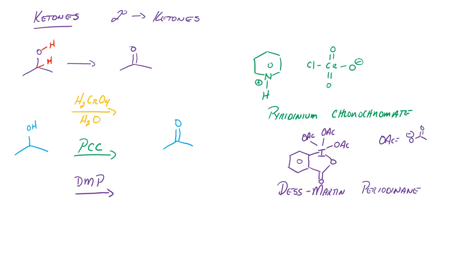Again, I don't need you guys to memorize that, but I just want to show it to you, so it's not just a word salad or letter salad for you. There is actually a structure behind it, okay? Now DMP is going to do the same thing as our other two, the same as chromic acid and PCC: with a secondary alcohol, it's going to take it into a ketone.